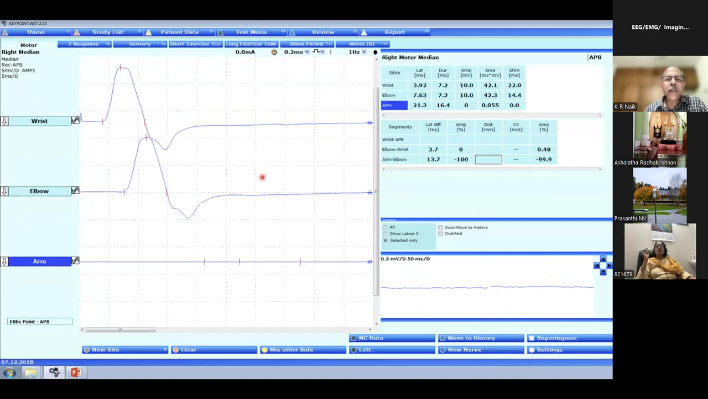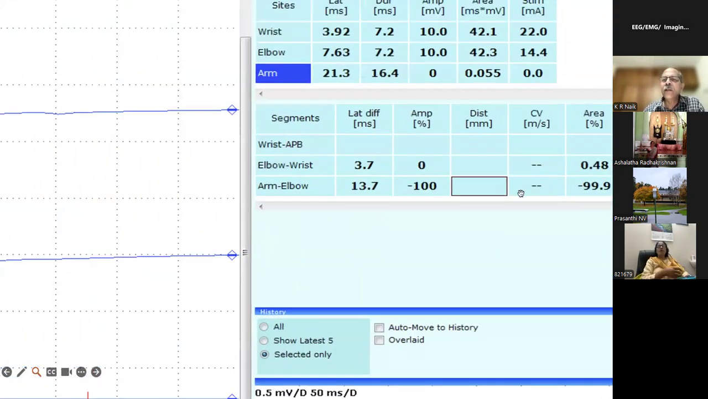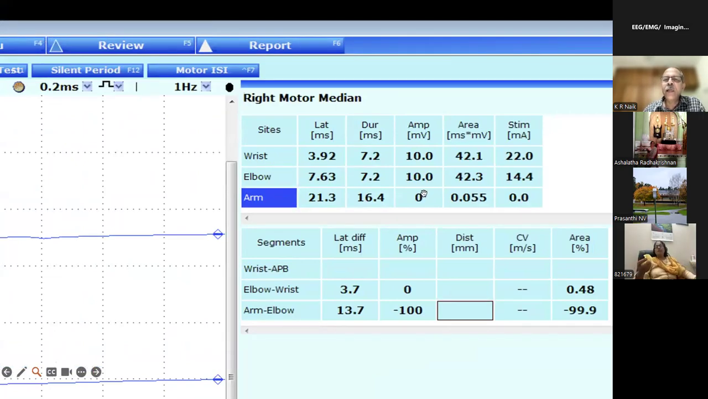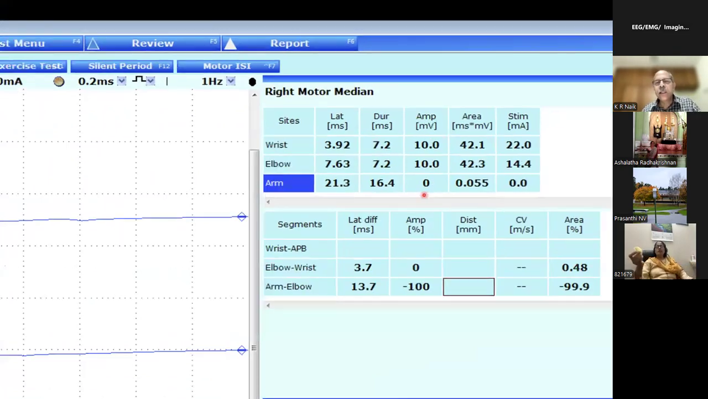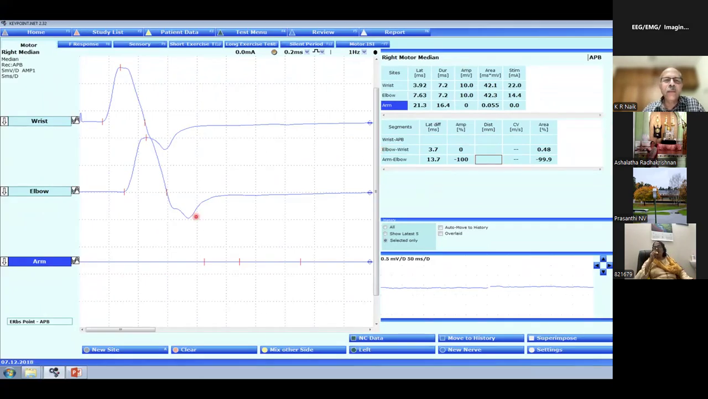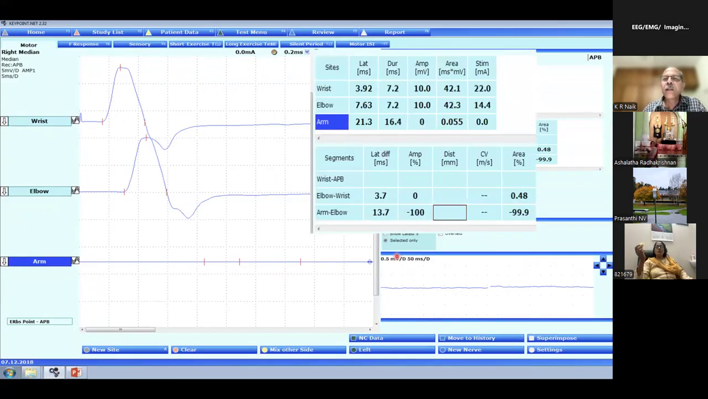Conduction block can occur sometimes due to wrong technique. If you suddenly, by mistake, press a wrong button, which is the reset button for the stimulation intensity, what you can see here is zero intensity. Amplitude becomes zero. That is, no stimulus came. So it can produce a pseudo-conduction block, that is technical. No stimulus given.